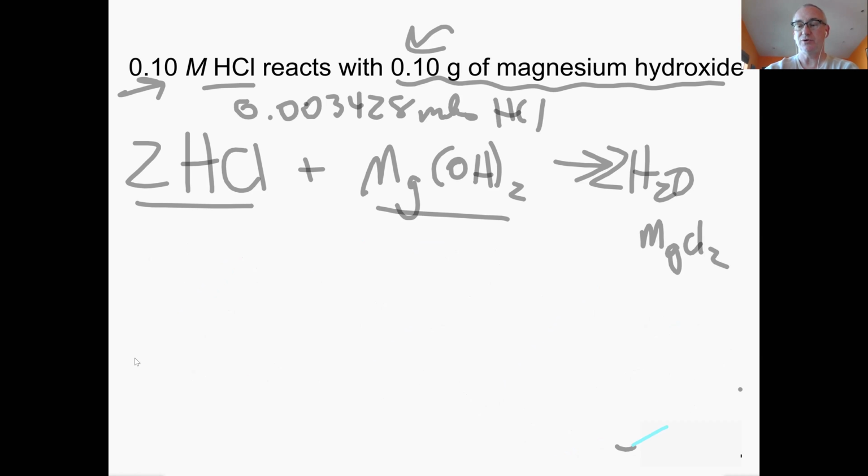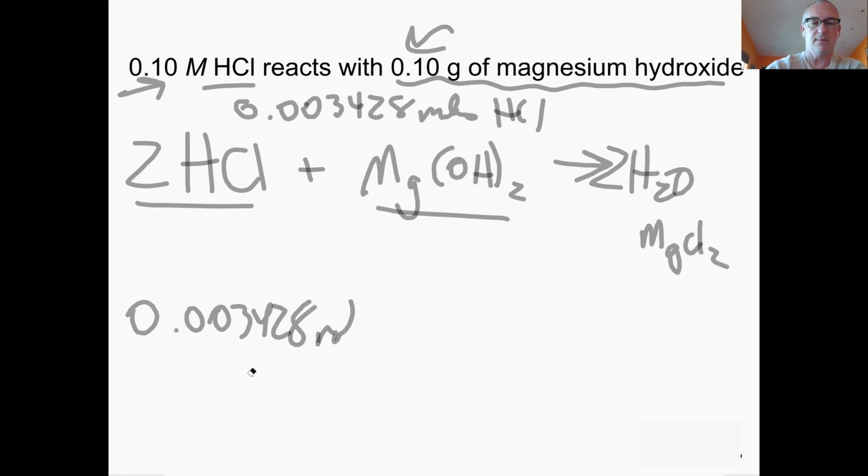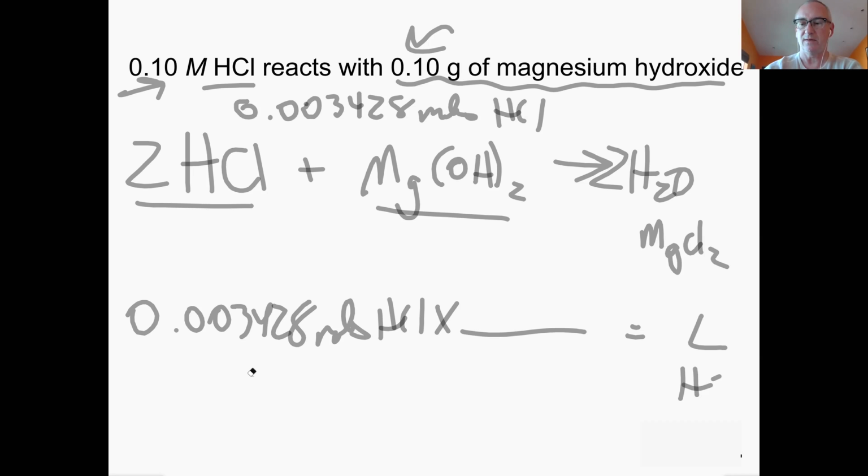So again, I urge you, I beg you, I plead, multiply these things out. So I've got 0.003428 moles of HCl multiplied by what to get me liters of HCl? I want to end up with liters. So what do I put here so that I get liters out at the end? Because that's what I'm looking for. I'm looking for a volume.